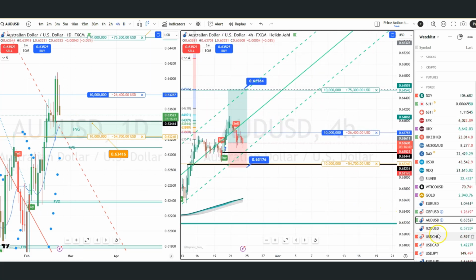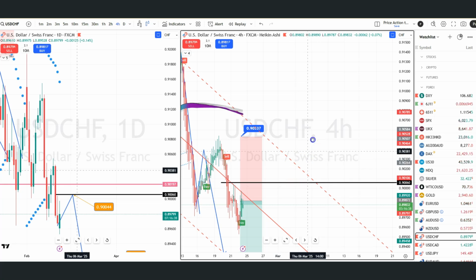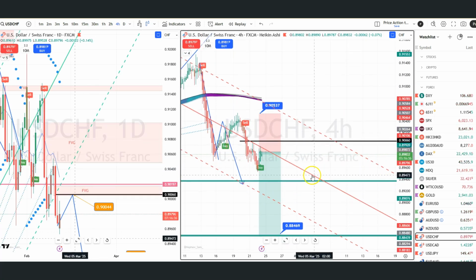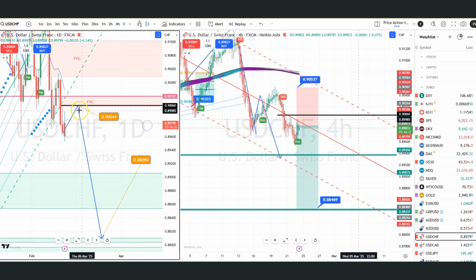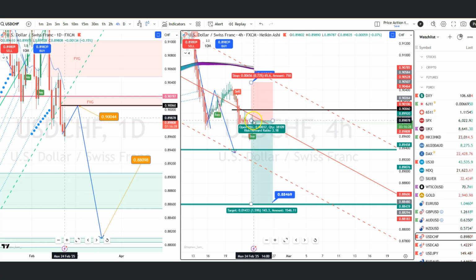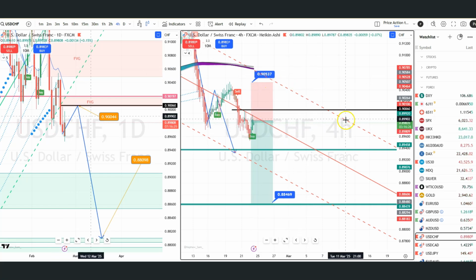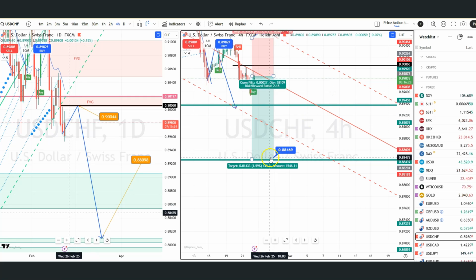Simple, keep it simple. US Swiss, where we know what's happening here, don't we? Yes, we do. We have an FVG here on the left, which coincides with this area here. So if you're selling, just sell. Make sure your stop is a previous high 90.53, heading for 88.46.